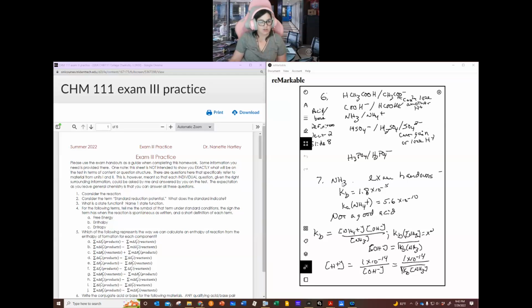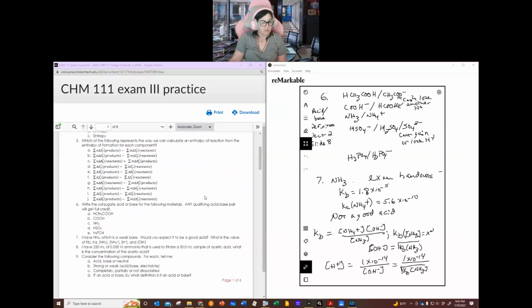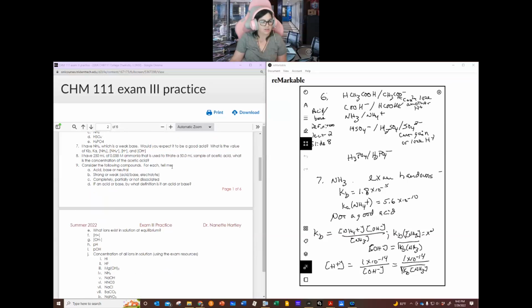Okay, so let's start our conversation about problem number 7. Question 7 says, I have NH3, which is a weak base. Would you expect it to be a good acid? What is the value of Kb, Ka, NH3, NH4 plus, H plus, and OH minus? So I know it's a weak base.